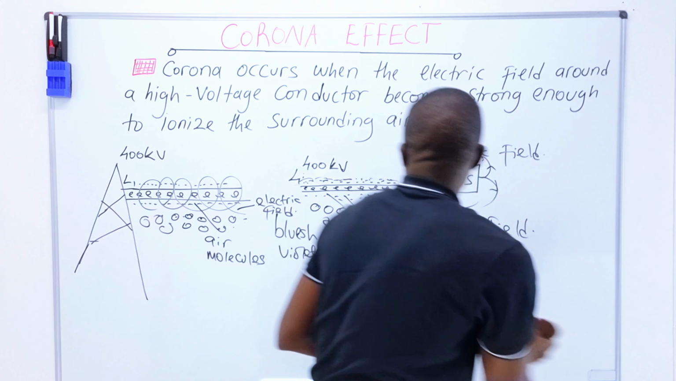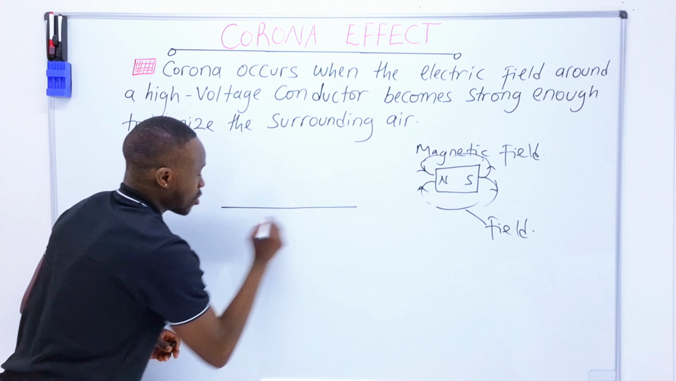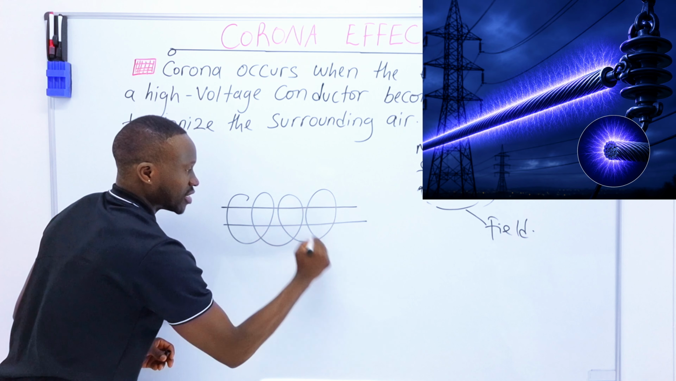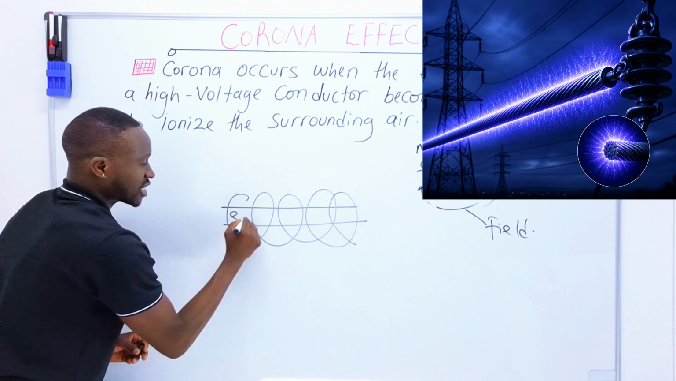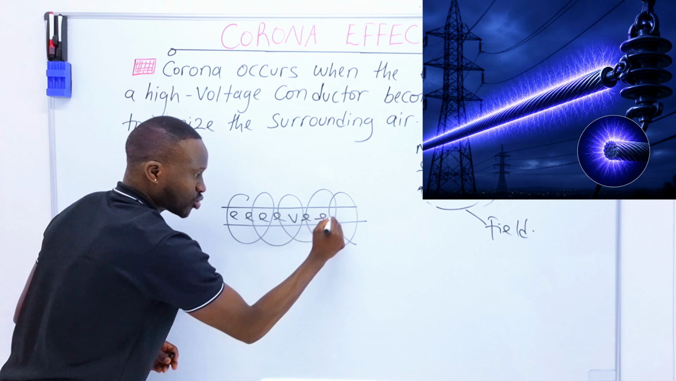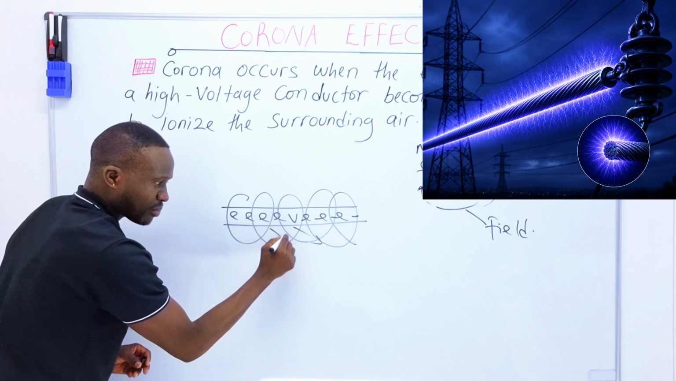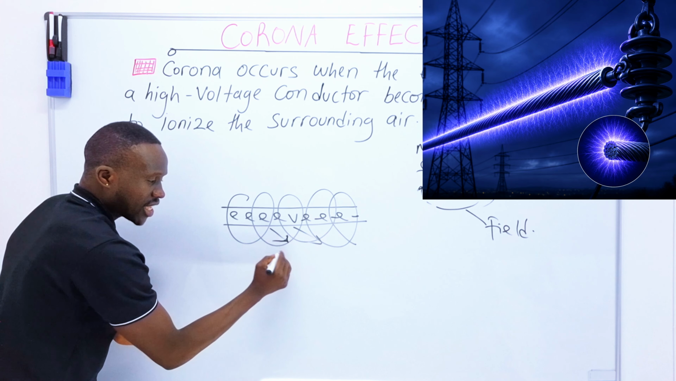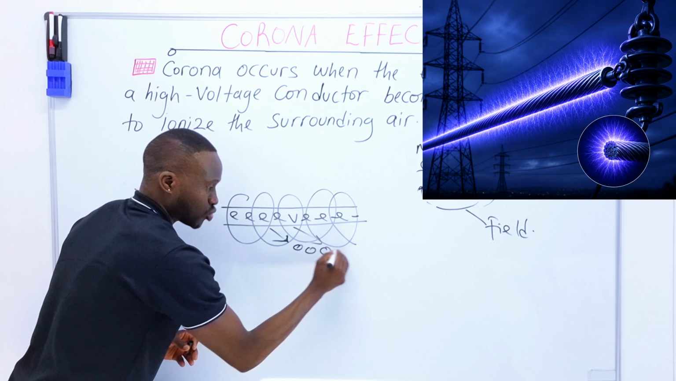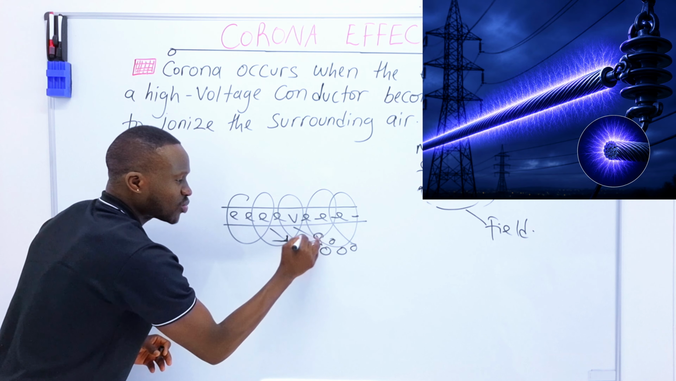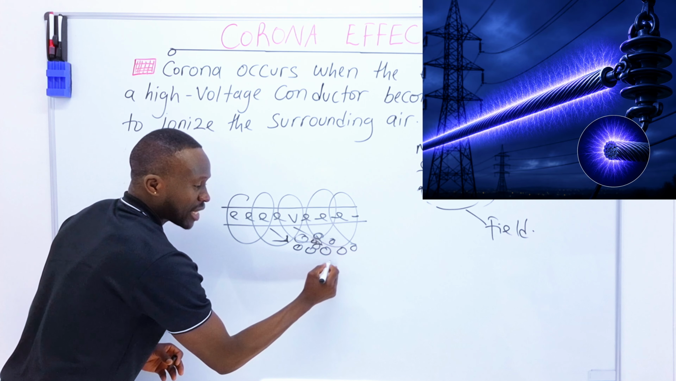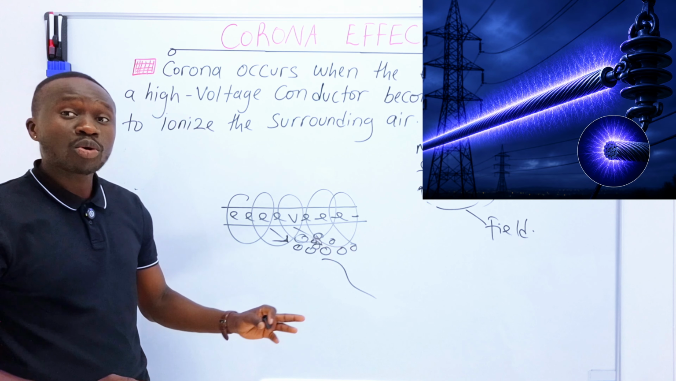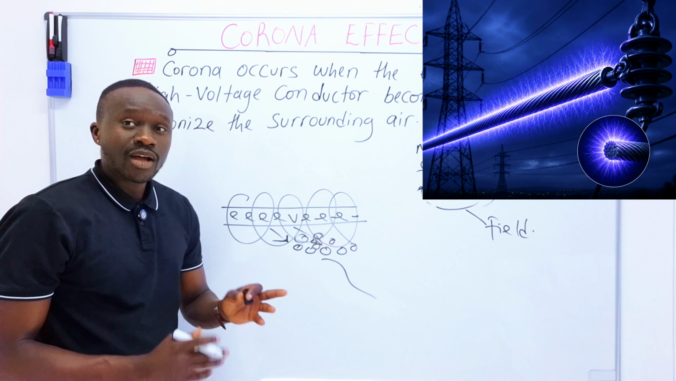For example, let me give you a moment. When the cable is carrying this electric field, a cable is carrying high voltage electrons. Electrons will penetrate from the cable, and when the electric field becomes very strong, it will act with the air molecules. And once they act with the air molecules, something will happen, a glowing. This is why we see some glowing, which is bluish.